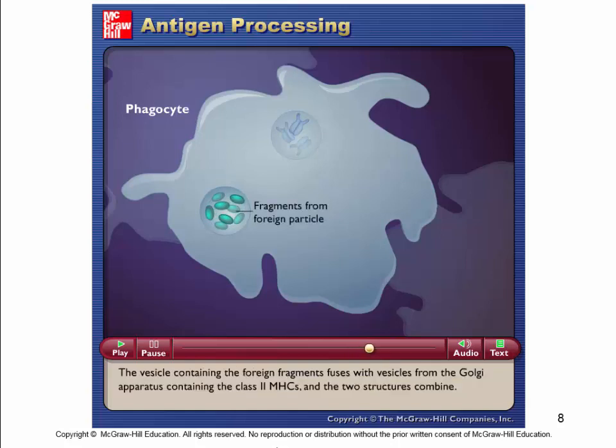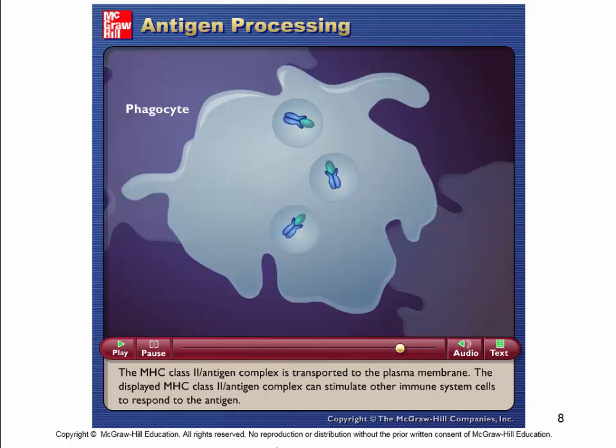The vesicle containing the foreign fragments fuses with vesicles from the Golgi apparatus containing the class II MHCs, and the two structures combine. The MHC class II antigen complex is transported to the plasma membrane. The displayed MHC class II antigen complex can stimulate other immune system cells to respond to the antigen. So antigen processing depends on the location at which the antigen is encountered.